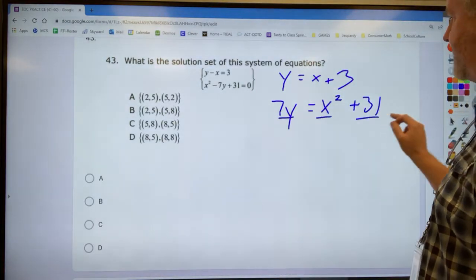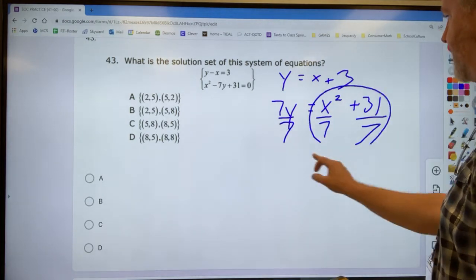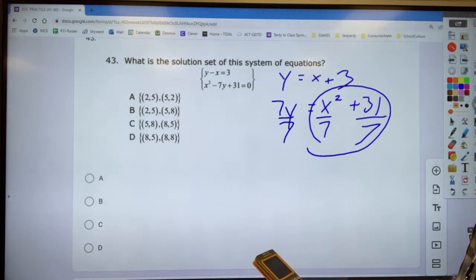Divide everything by 7. And y would equal this, okay? So the best way to type that in is y equals 1/7 x squared plus 31 over 7.